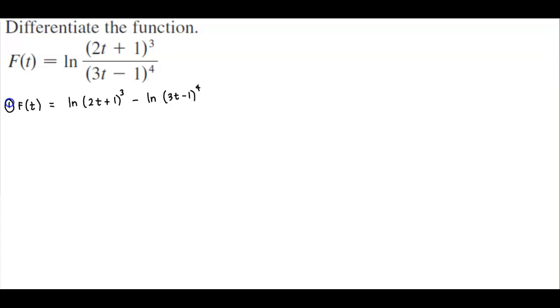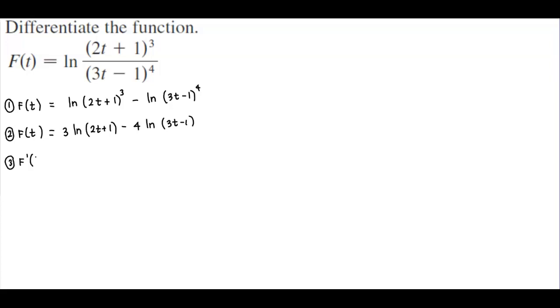And now we're going to use the exponent rule. So therefore f of t is now going to equal 3 times the natural log of 2t plus 1, minus 4 times the natural log of 3t minus 1. Okay, and so now we are ready to find the derivative of this function.